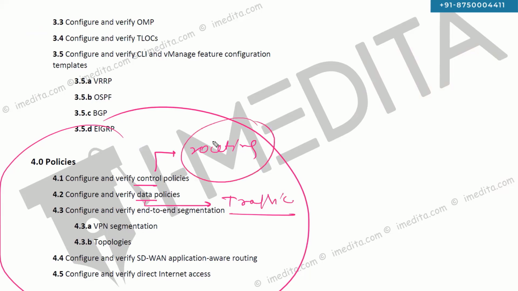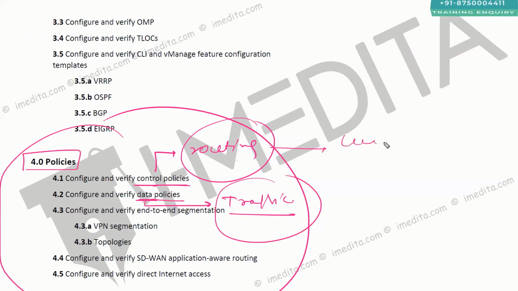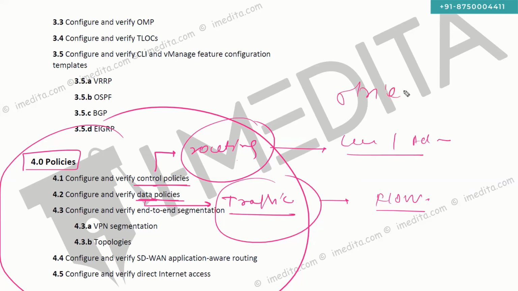The policies that affect the routing decision are what we refer to as the control policies in the SD-WAN. The policies that affect the data traffic, we are going to refer to those as data policies. Control policies focus on how the routes are learned and advertised in the SD-WAN network, and the data policies focus on how the data traffic is going to flow in the SD-WAN network. Remember that certain objectives can be achieved with the help of both the control policy and the data policy.